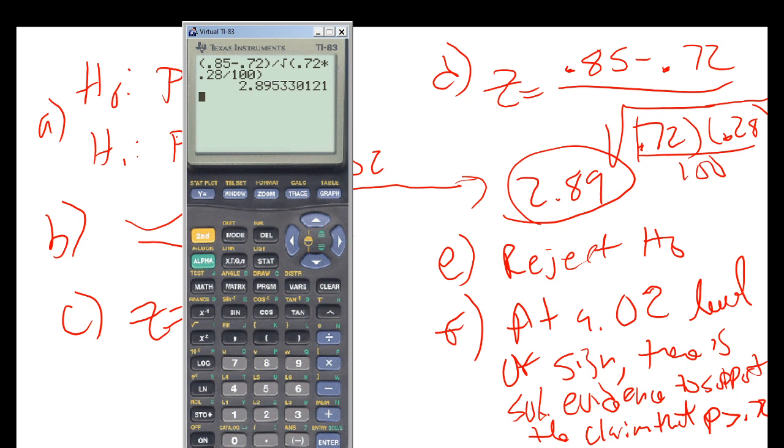Oh, no. It's easy to do, especially if you use parentheses under the square root. That's the number one thing I see. So the two things I see generally are people who do it like this: 0.85 minus 0.72, divide, and then they go square root, and they do 0.72 times 0.28, and then they divide by 100 like this. This messes it all up. If you do it like that, that'll give you a really wrong answer.